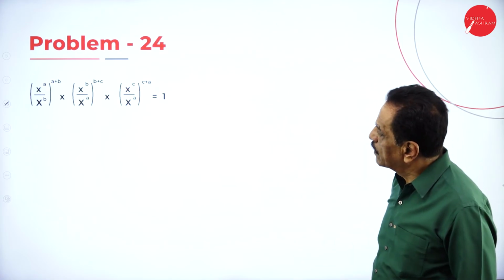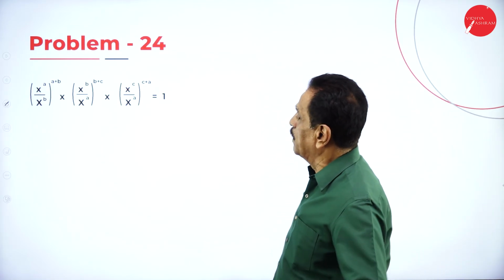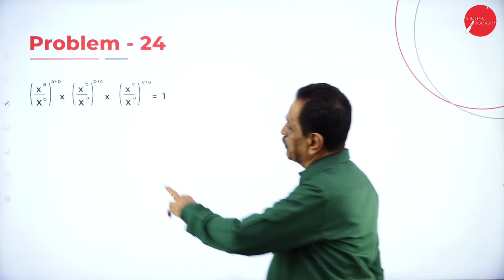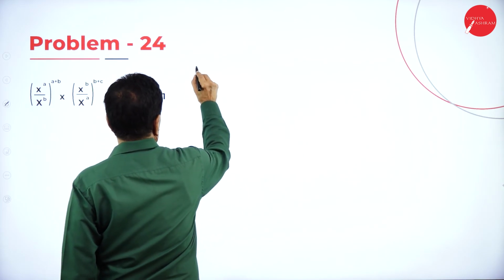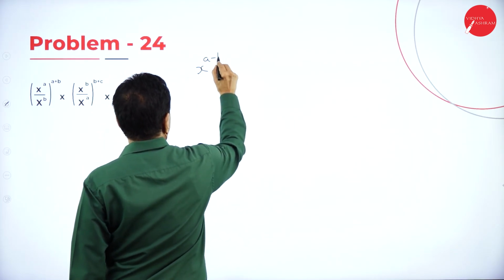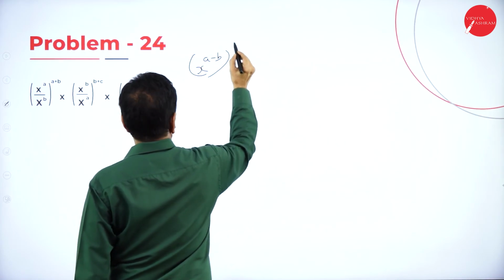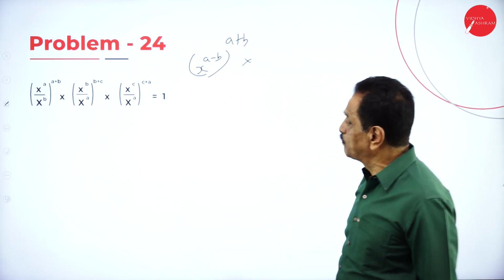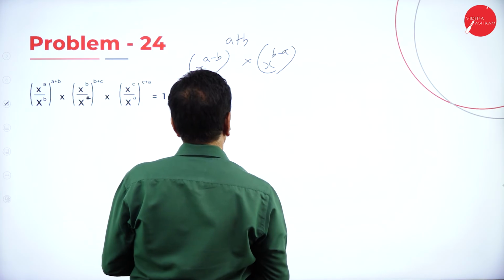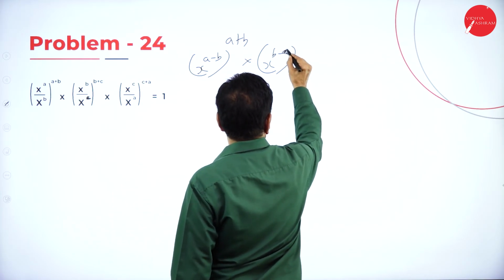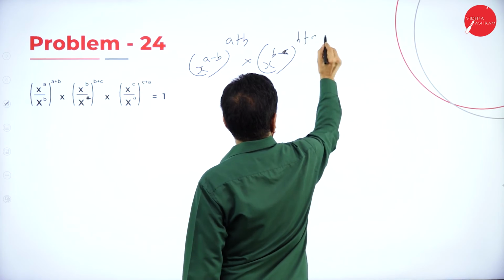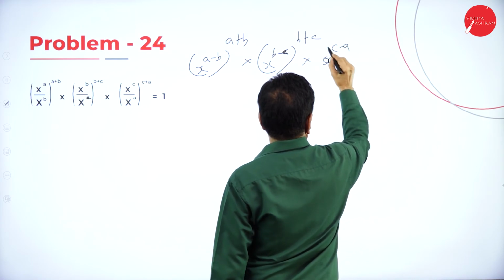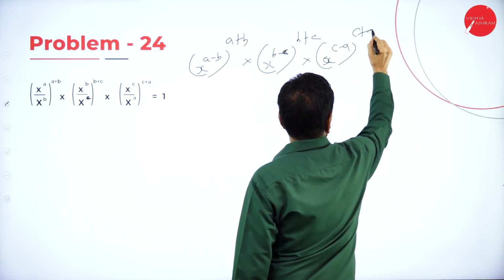Last one. x to the power of a to the power of b, x to the power of b divided by x to the power of a. This can be written as x to the power of a minus b, to the power of a plus b. You take the plus b, it becomes power minus. This can be written as x to the power of b minus c to the power of b plus c, into x to the power of c minus a whole to the power of c plus a.